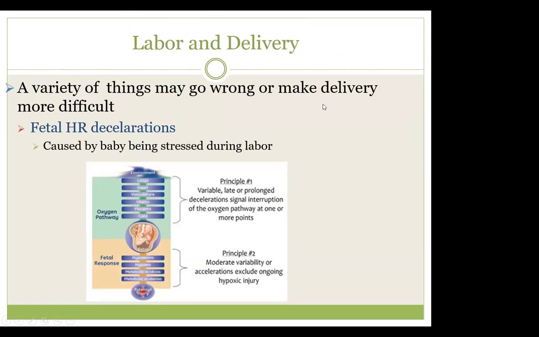A variety of things can go wrong or make delivery more difficult, and fetal heart rate decelerations are one. Anytime a contraction occurs, it could put pressure on the cord and decrease the amount of oxygen being delivered to the baby. This can cause the heart rate to go down. Many times moms will be put on oxygen just to deliver a little bit of extra oxygen to them. It'll increase fetal O2 and help stabilize the baby while you're monitoring them.